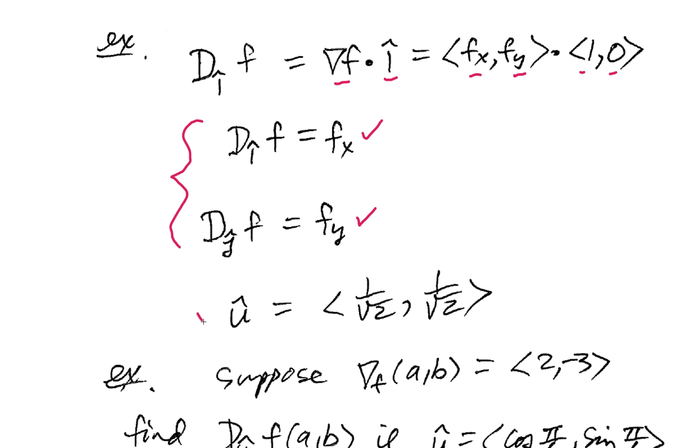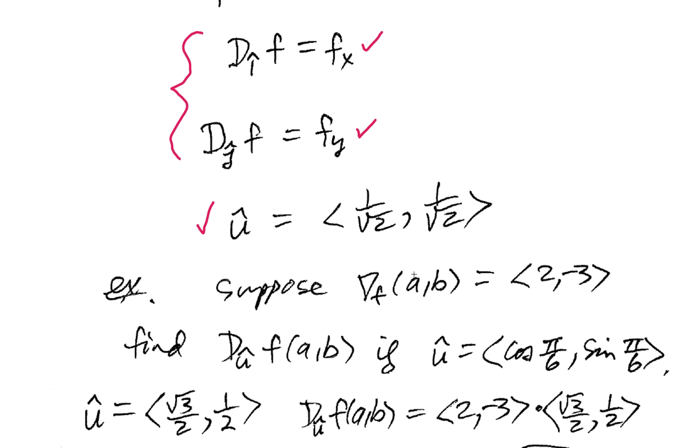Let's take an example. Here's a direction, 1 over the square root of 2, 1 over the square root of 2. You can think about which direction that would be. That's a unit direction at a 45-degree angle coming off the positive x-axis. Let's suppose I didn't even tell you what the function was, and the gradient of f at some point (a, b) is <2, -3>.